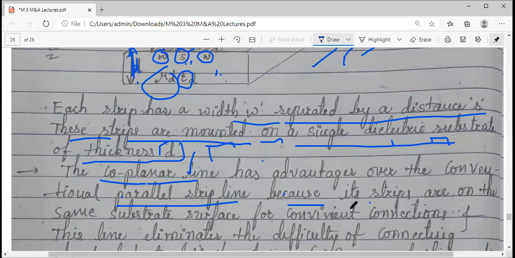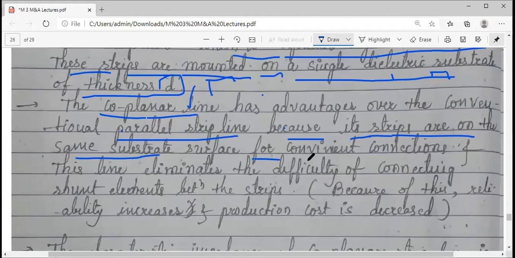It has got the advantage because the two strips are on the same substrate. So this is very much advantageous. It will make ease in the connections.